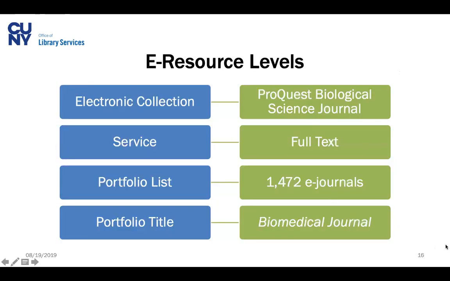Next slide, please. This slide is basically a graphic representation of the levels. So as an electronic collection, you could have a license for the ProQuest Biological Science Journals. The service that you would use is full text. Then within that collection, you would have a portfolio list of 1,472 e-journals, and the portfolio title, which would be the biomedical journal.